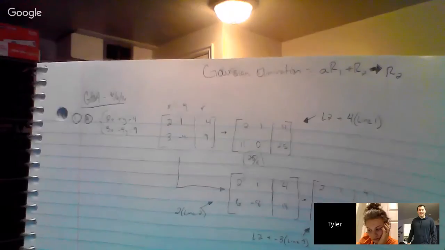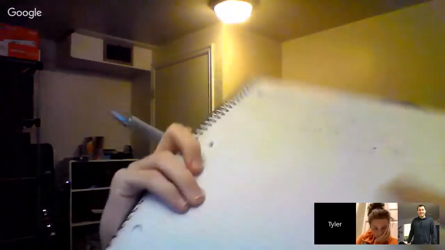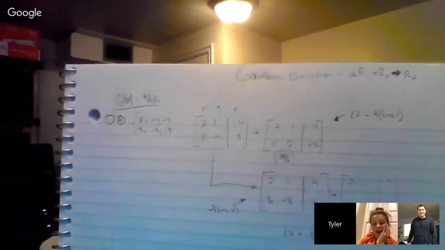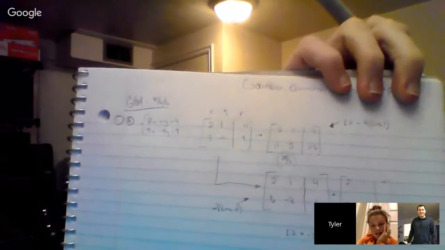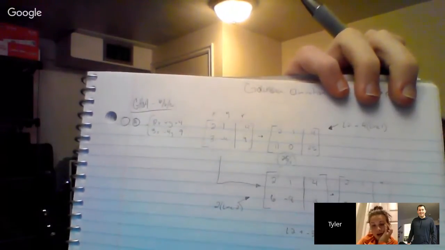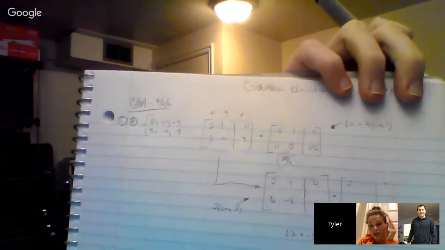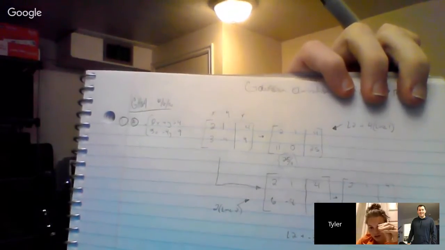But do you kind of see how I did that? Does it make sense how I did it? Yes, I understand how you're getting your numbers. I just don't know why you're doing this to this equation. How did you know to do 2 plus 4 line 1 and 2 times line 2?